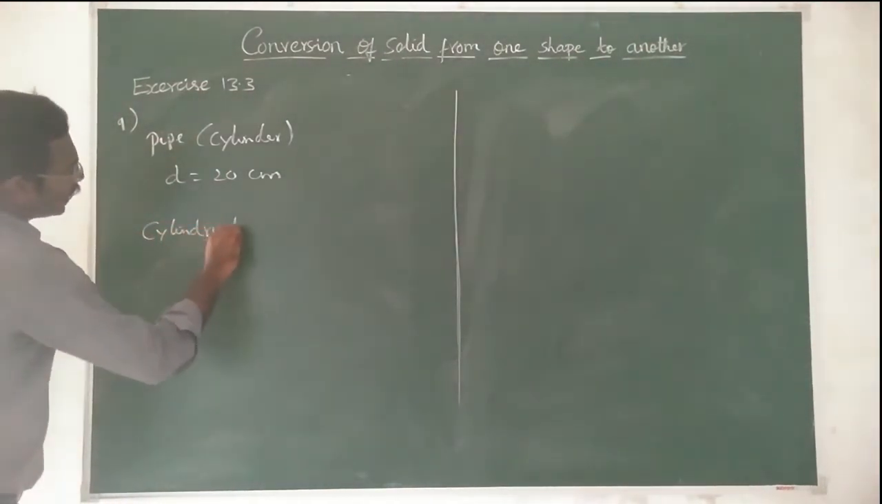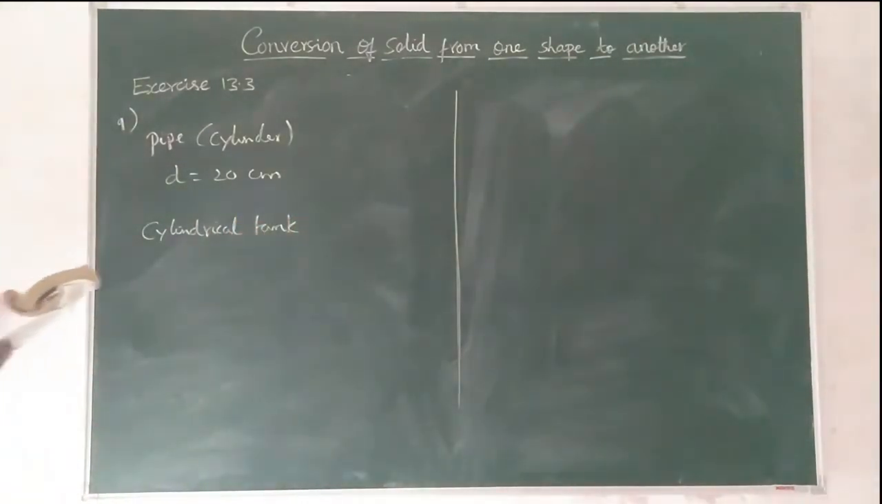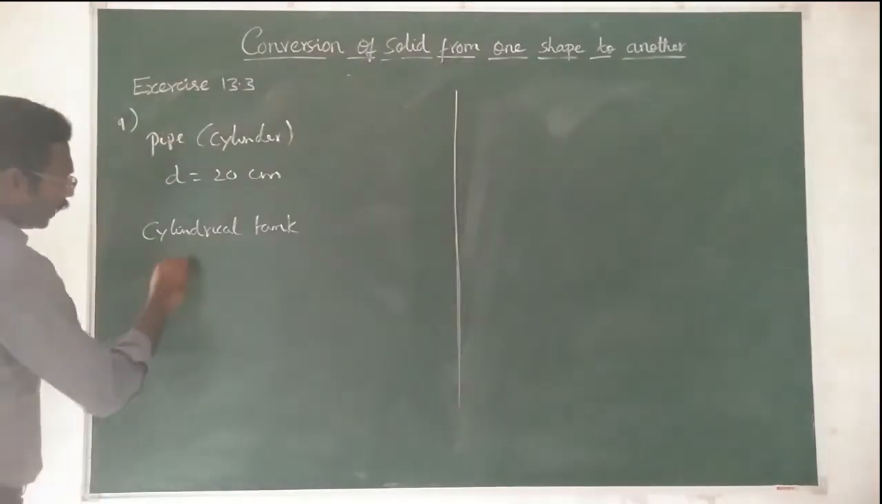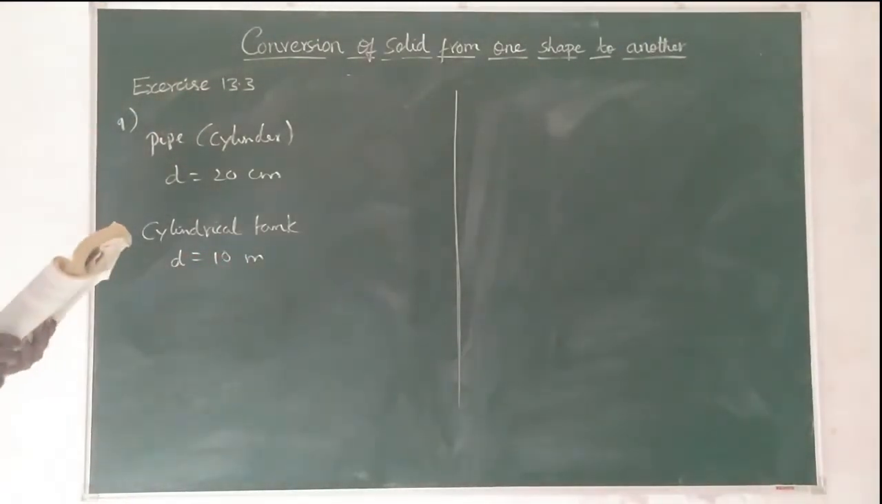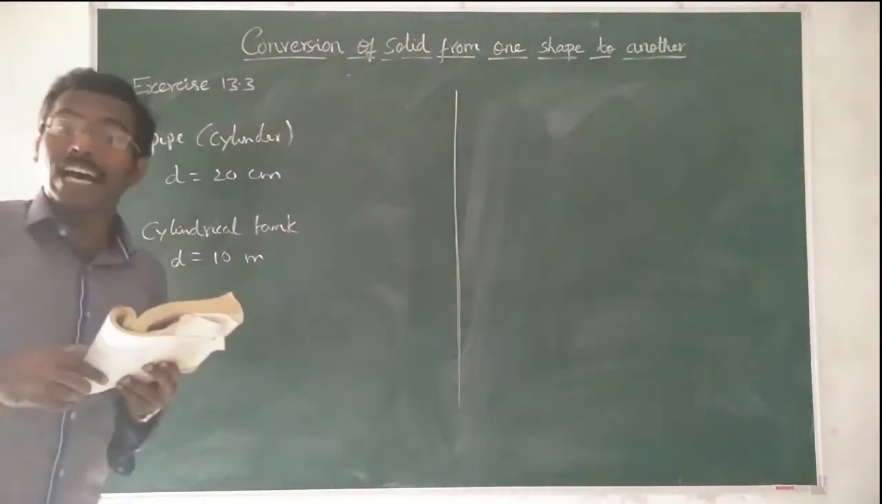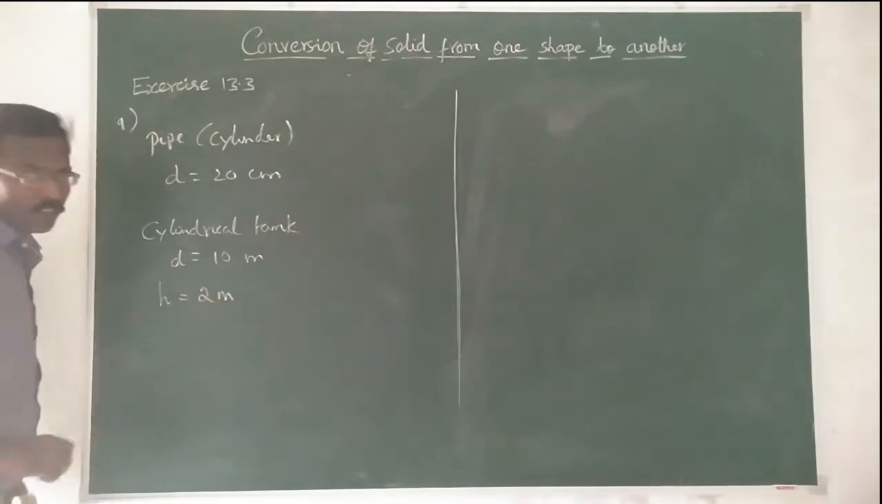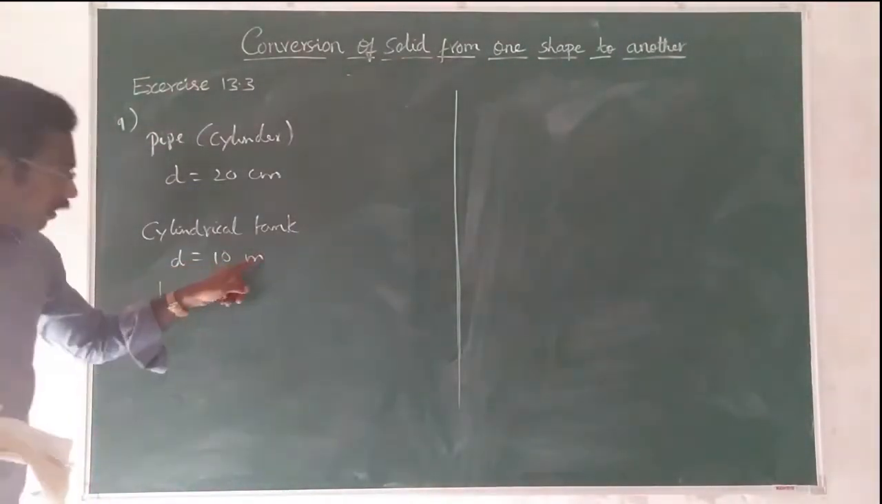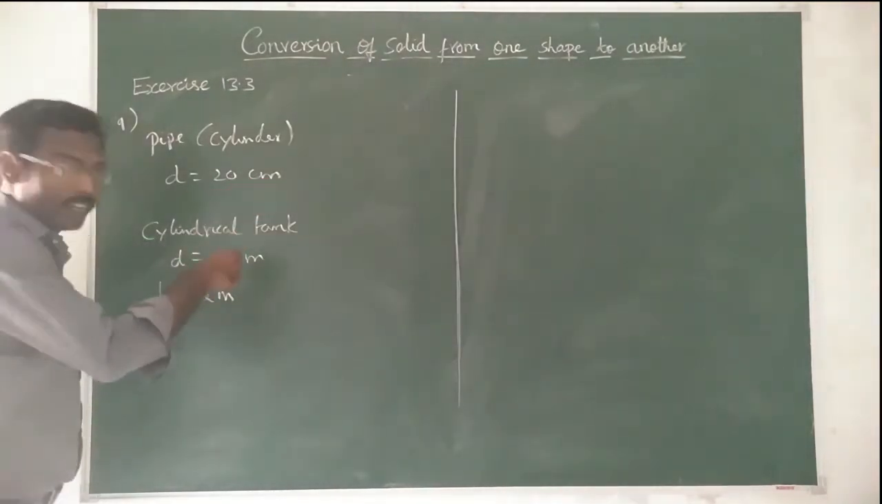A cylindrical tank is given. The tank's diameter is 10 meter. Then deep, deep means height. Height is equal to 2 meter. Okay, so here these two are given in meter. This is given in centimeter. So convert this centimeter into meter.